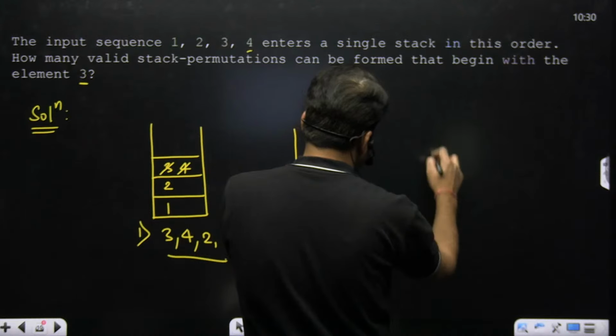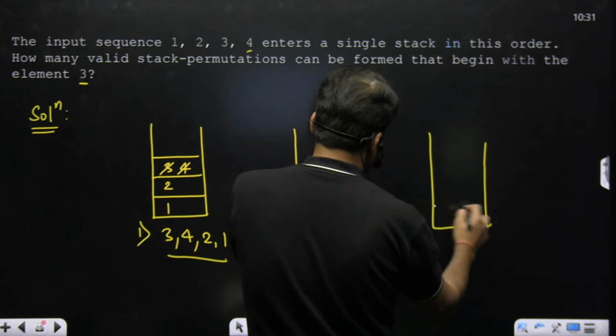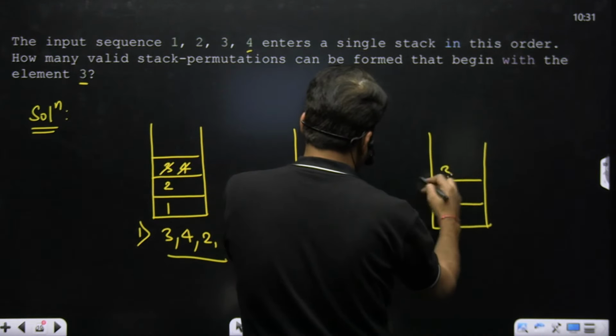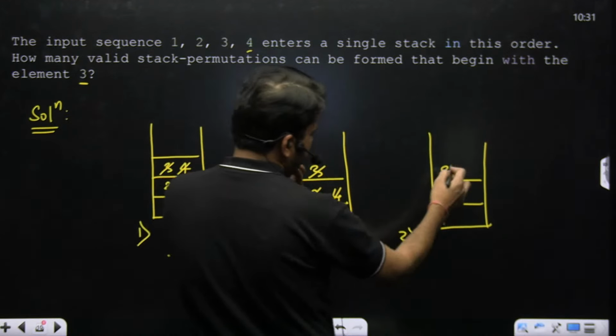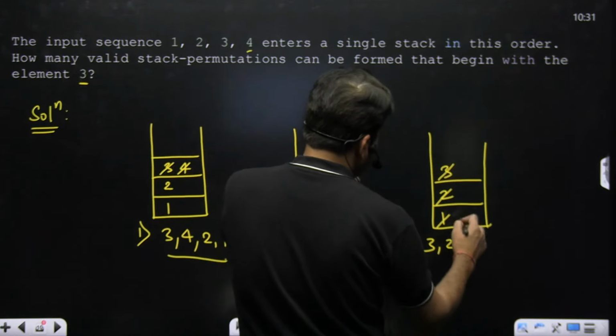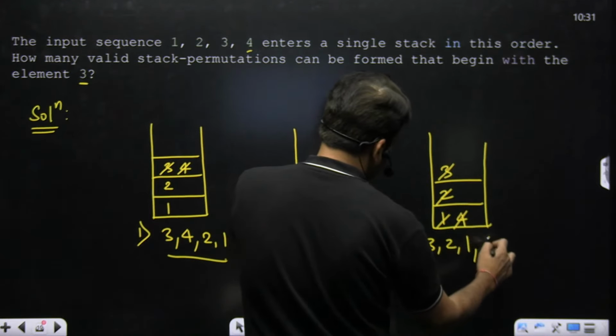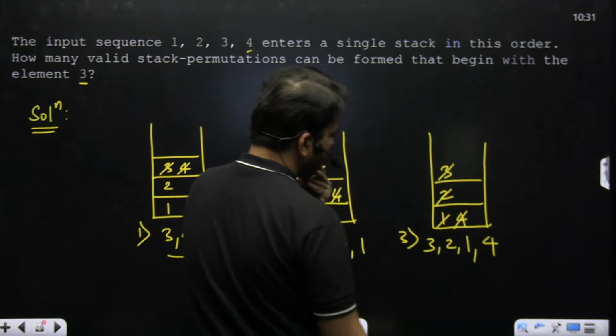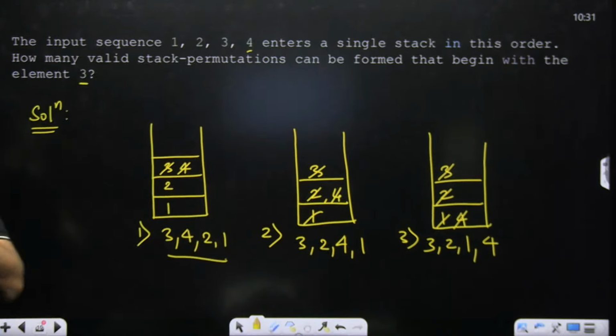What about third? 1, 2, 3. So begin with 3. So first you have to pop 3, then pop 2, then pop 1, and after this you insert 4 here and pop this 4 here. This is another sequence possible. Apart from this, is there any other solution possible, student?